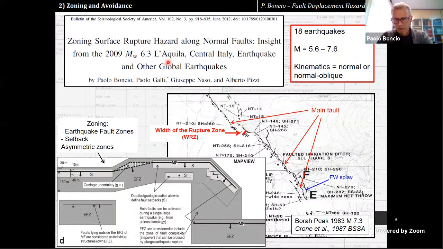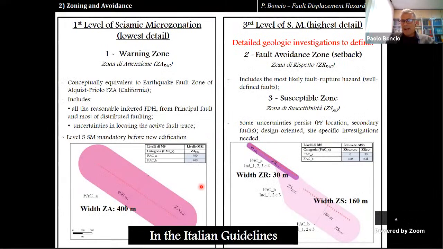And we also used the results of a study aimed at measuring the width of the rupture zone for several normal faulting earthquakes worldwide in order to propose a methodology for zoning the fault displacement hazard. In the guidelines, the fault zoning is done during seismic microzonation studies. It is a two-step process.